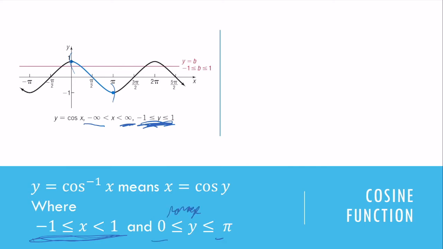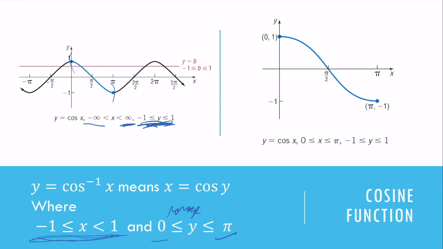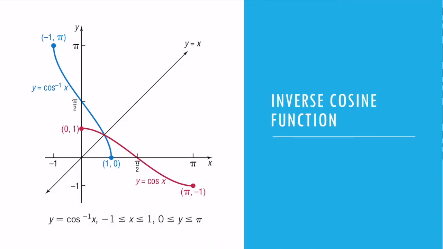So for inverse cosine, our range is from 0 to pi. But for inverse sine, remember it was from -pi over 2 to pi over 2. We do need to keep those pretty clear. Here's our cosine function restricted to half a period. And here it is graphed with its inverse. So here we've got our inverse cosine, and here we have our cosine.